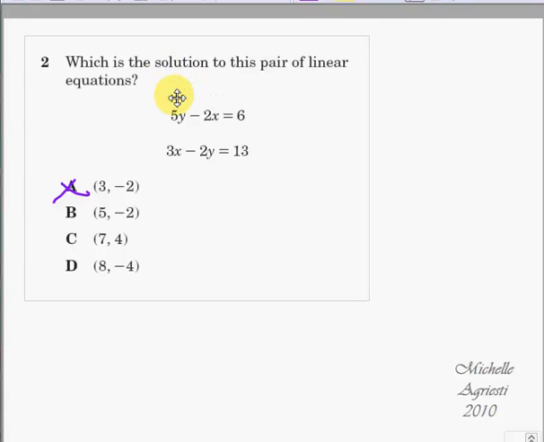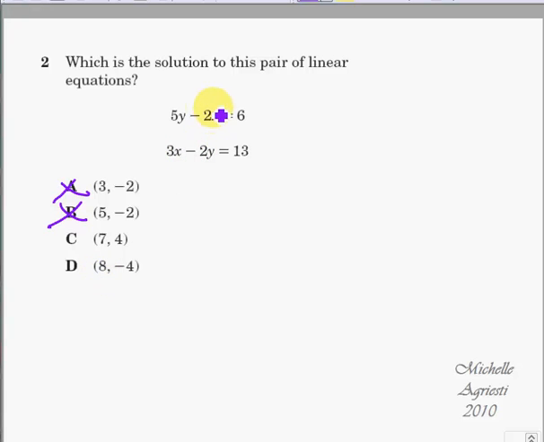So on B, 5 and negative 2. Let's see, 5 times negative 2 again is negative 10, and negative 2 times 5 is also negative 10, and this does not equal 6, so it doesn't work in the first one, so it doesn't matter about the second one. C we already know works, so let's just look at D.